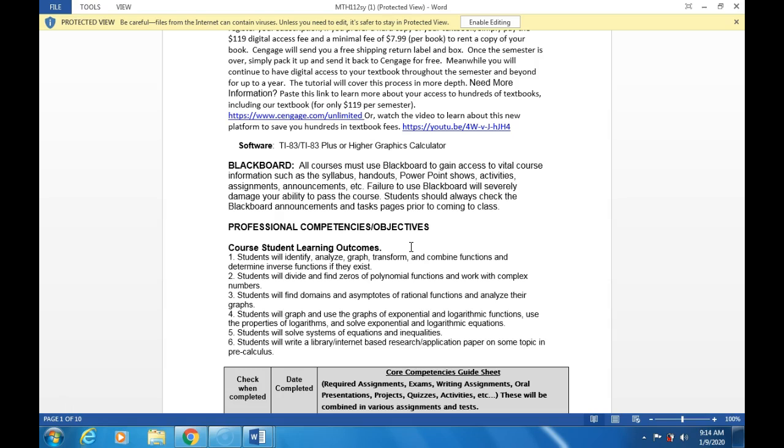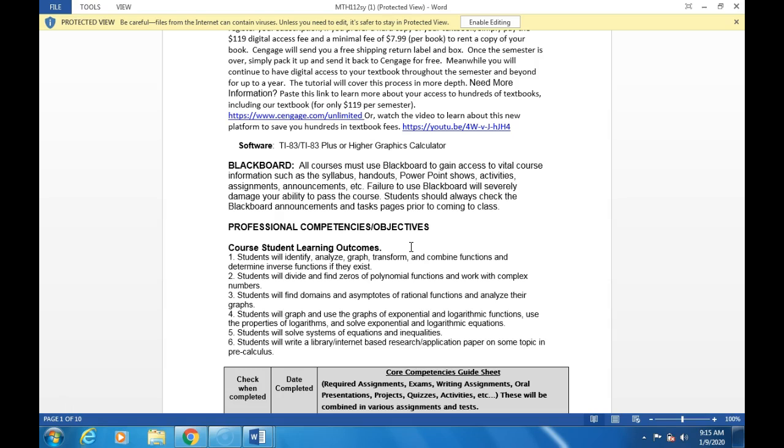Students should always check the Blackboard announcements and task pages prior to coming to class. Why would they put that sentence in there? Why would you need to check that before you came to class? To see if I have canceled class, right? And guess what? If I can possibly help it, I'm never going to cancel a class. If something really major happens, the odds are I'm not going to be able to get on Blackboard and say, I can't be at class today. I just don't cancel classes. Okay, if I can help it.